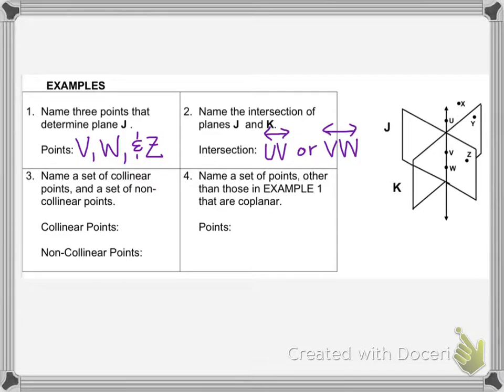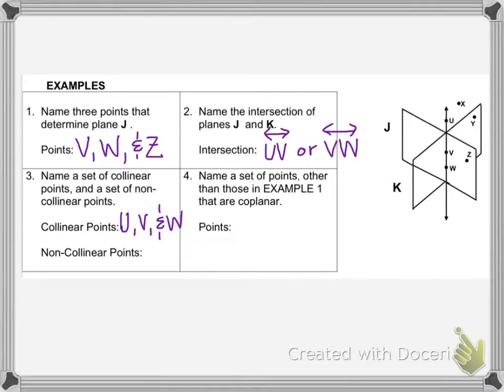Number 3, name a set of collinear points and a set of non-collinear points. Collinear points form a line. Whether you see the line or not, if you can draw a straight line, then they're collinear. We happen to have 3 points that are on the line that's shown, so we could use those 3 points, U, V, and W. Non-collinear points are 3 points that, if you connect them, will not form a line.